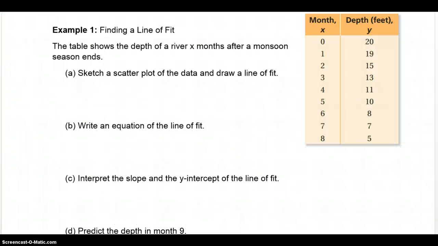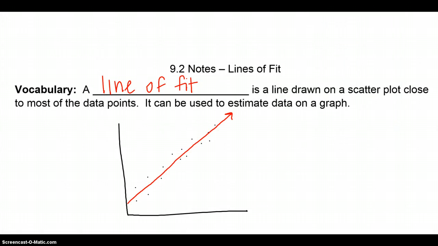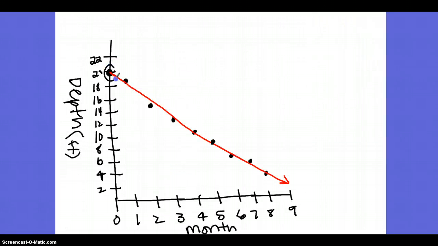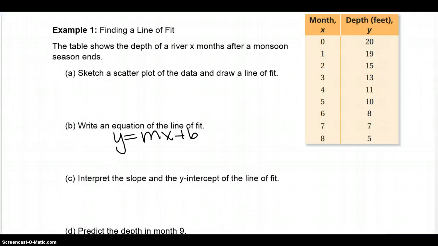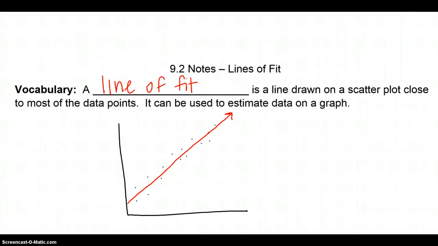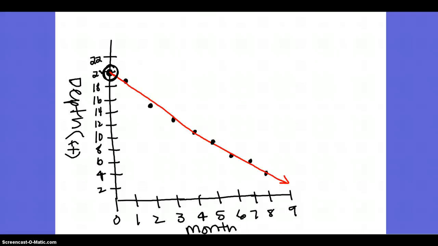So part B is to write an equation, and that needs to be in the form of y equals mx plus b. I get my b from the graph. It hits right at 20, so I know b is 20. Now I need to find my slope, and the way you do that is by picking points that it goes directly through. One point that I know it goes directly through is 0, 20. Another point when looking at my graph, I see that it goes through 4, 11.